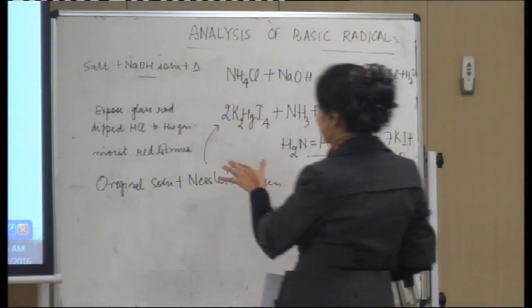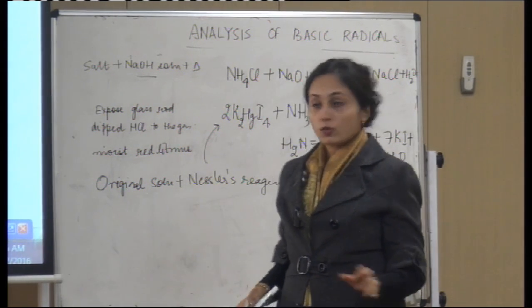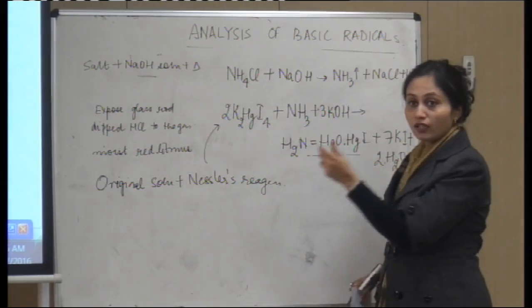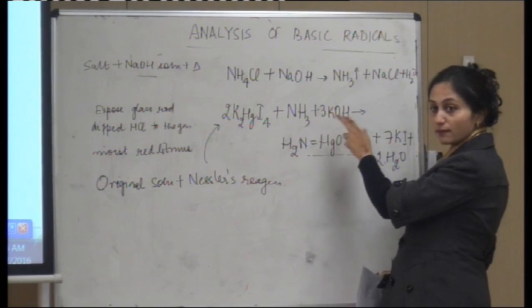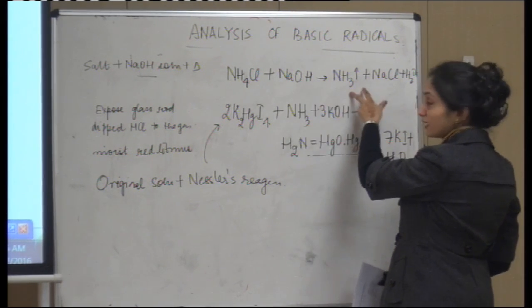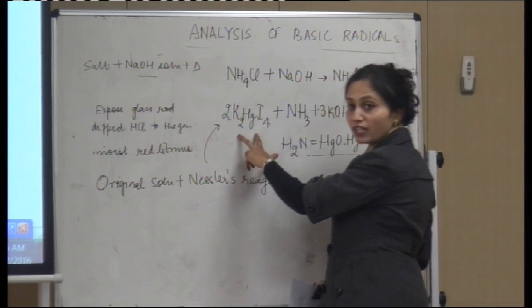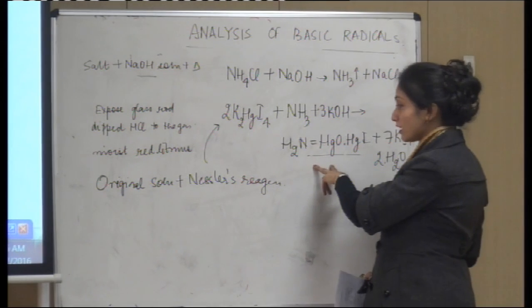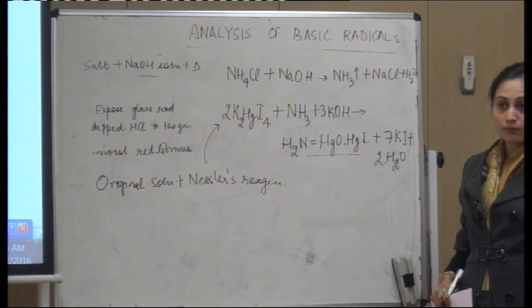Whenever you are actually, remember what is Nessler's reagent? K2HgI4. Okay, and then when you add K2HgI4 to your solution that already had our salt, ammonium ions plus KOH, and we have already seen that will result in the liberation of ammonia. So that ammonia will react with our K2HgI4 to give us a brown precipitate which will be nothing but NH2 double bond HgO dot HgI, and that will be brown colored. So once and for all you have to do it.